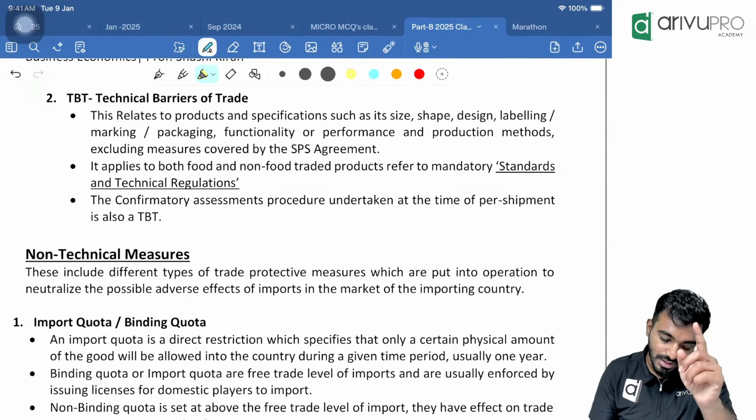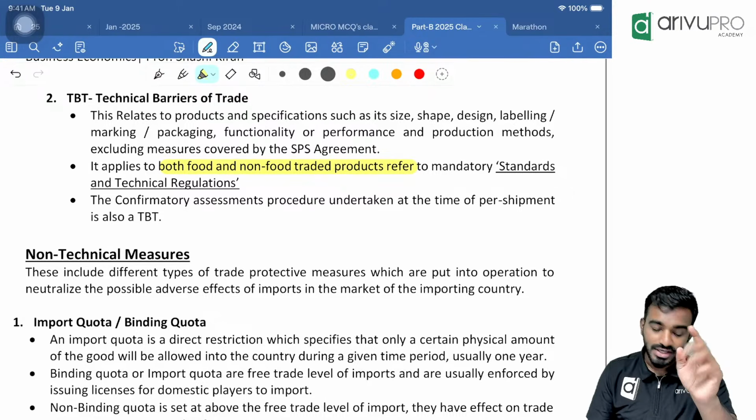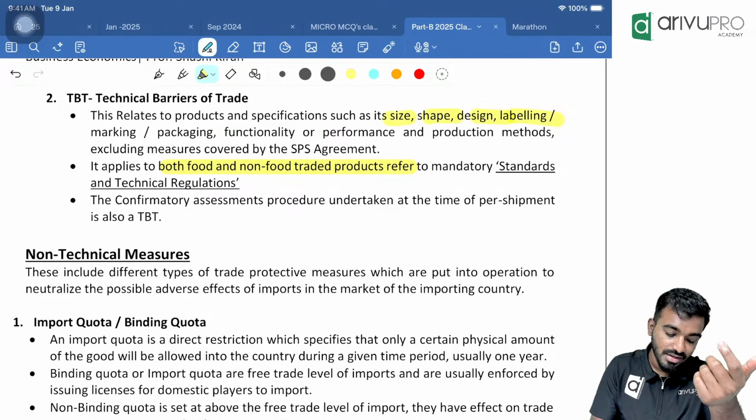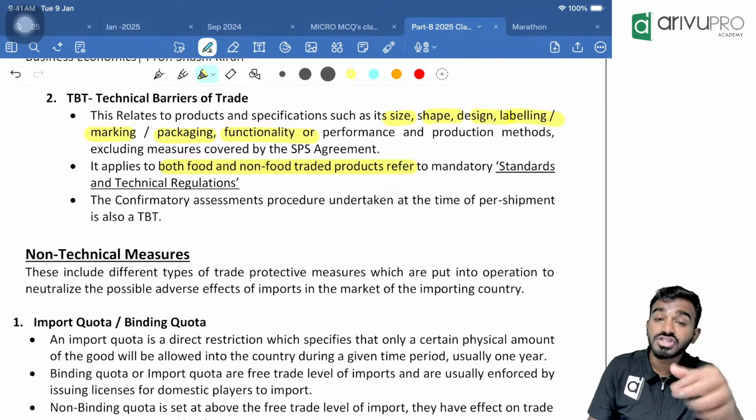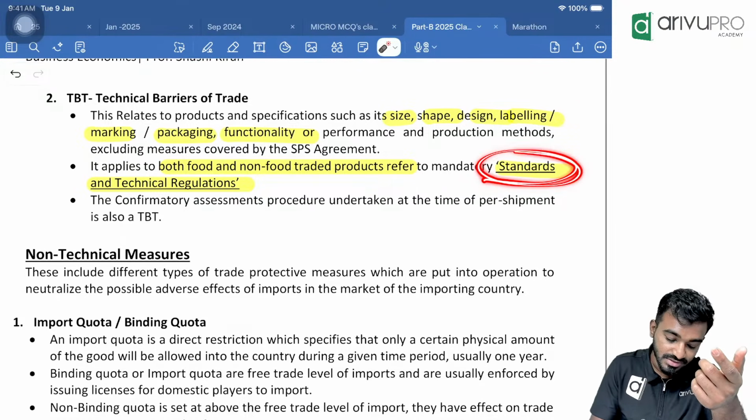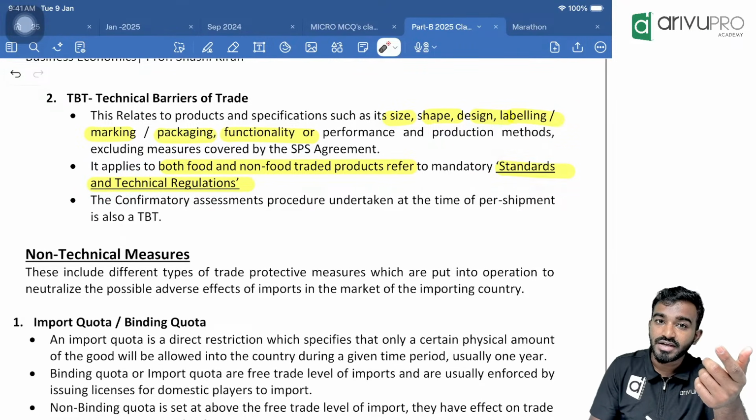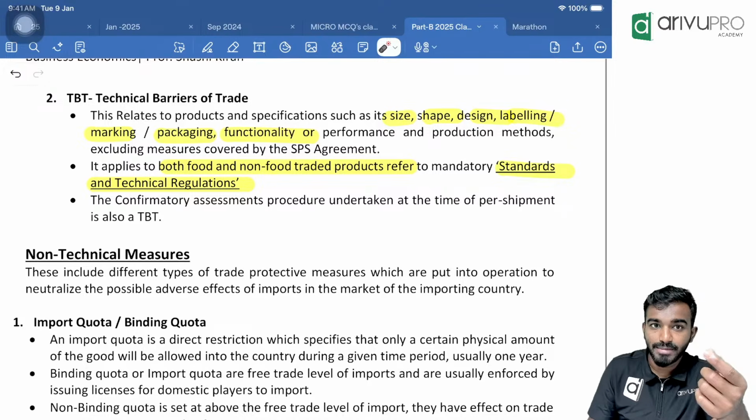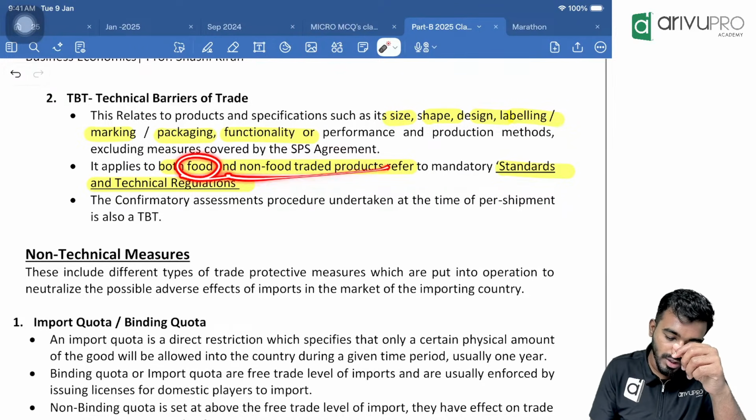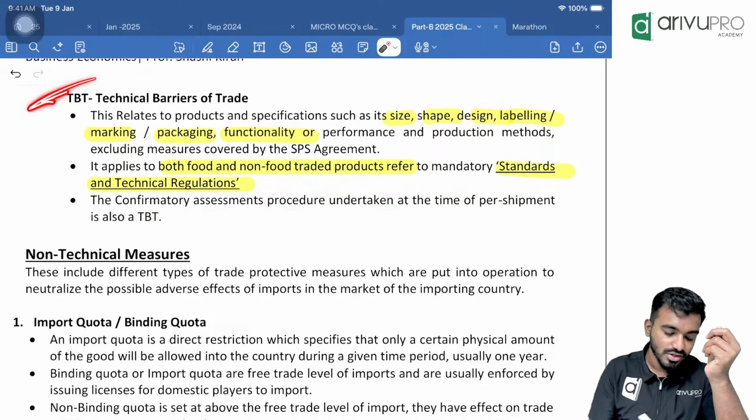This is where the questions have been asked. In case of TBT, let me say size, shape, design, label, marketing, packaging, functionalities, all the standards and technical regulations. Remember these keywords. Standards and technical regulations related to how the production should happen, what the size should be, what the shape should be, what the marking should be. It applies to both food products as well as non-food products. That is called TBT.